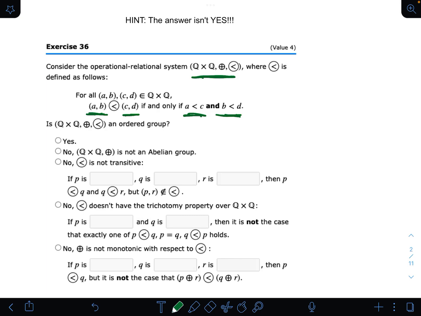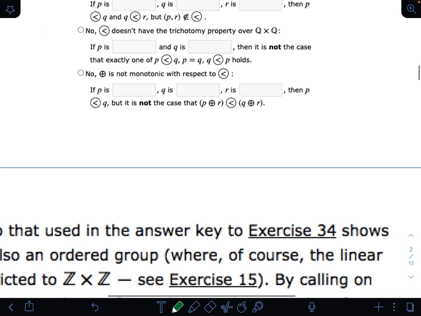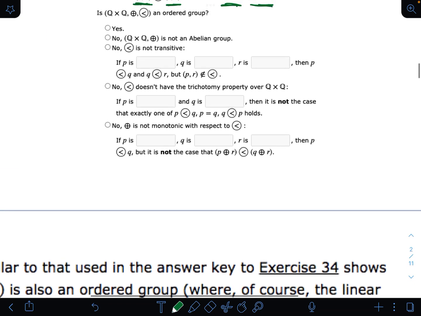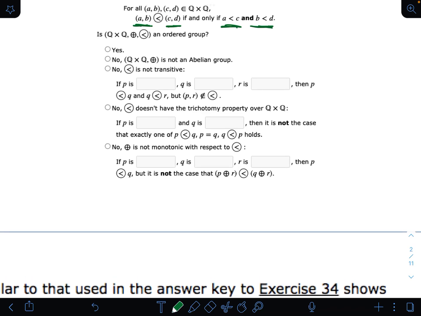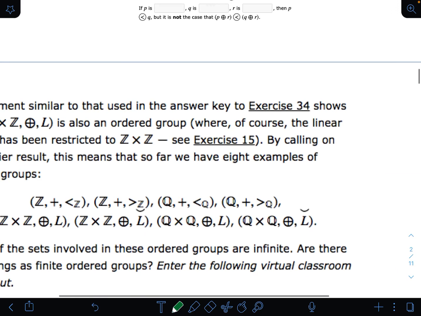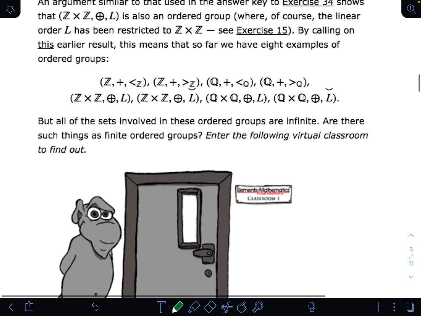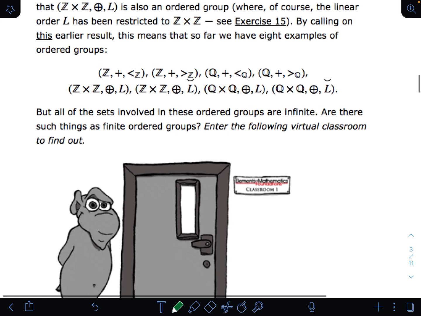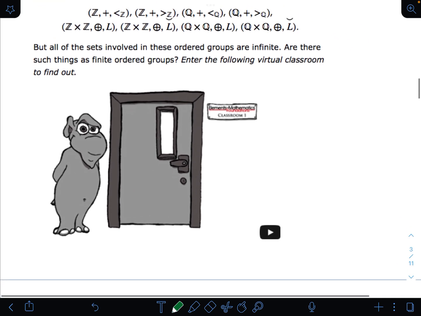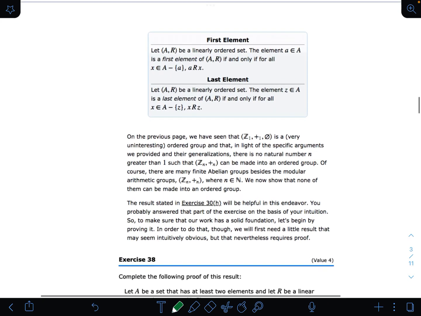When I say, is this an ordered group? Again, the answer isn't yes. Okay, so talk with your classmates about this one, about what you suppose is the reason that you're going to mark no. There's 4 different ways you could say no, and put in the correct counterexample, please. All right. So there's a video talking about some of these ordered groups. I'll have you take a look at that one on your own as well.